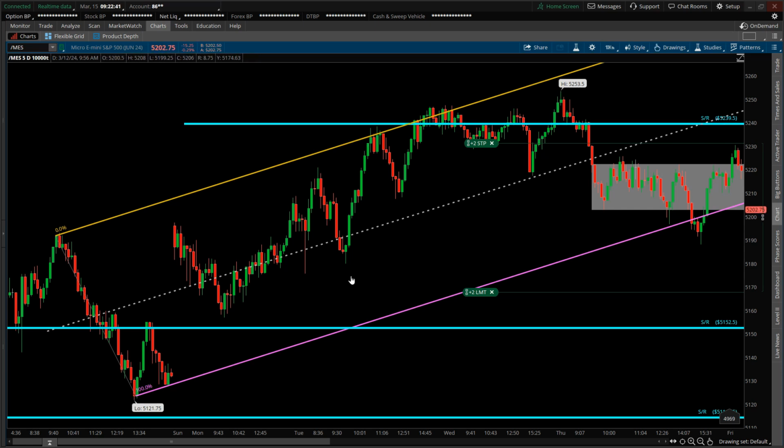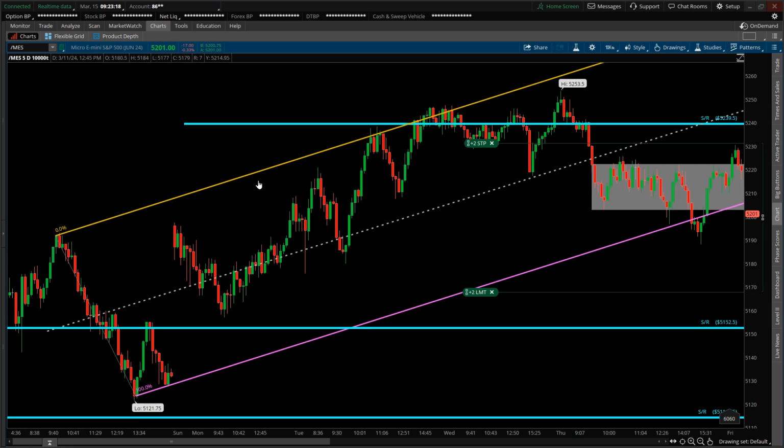So this is the 7-day 10,000 tick chart, which means each candlestick represents 10,000 trades. Over this past 7 days, I've identified that the 7-day low is 5,121, which was back last Friday, a week ago. And the 7-day high was yesterday when it hit 5,253 points. Along the way, I've been marking up reasonable support and resistance levels with these blue horizontal lines.